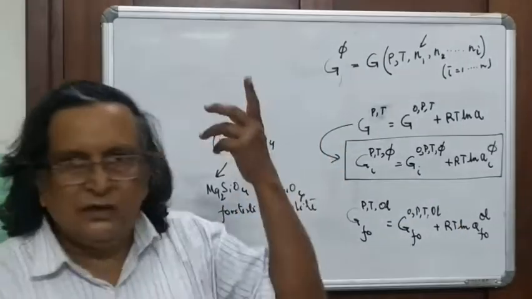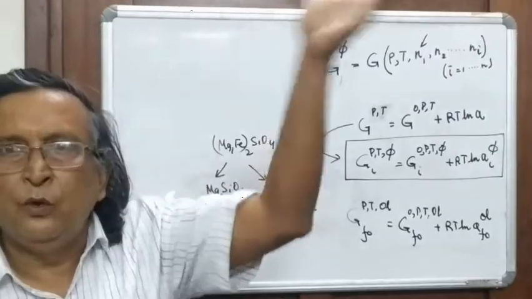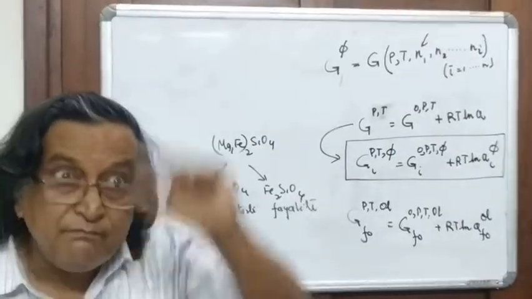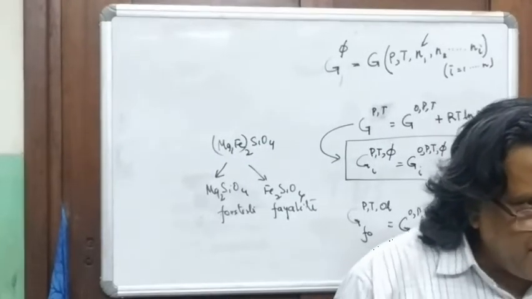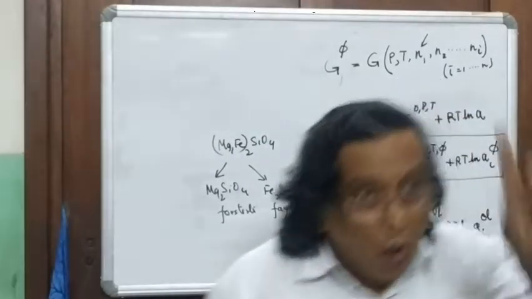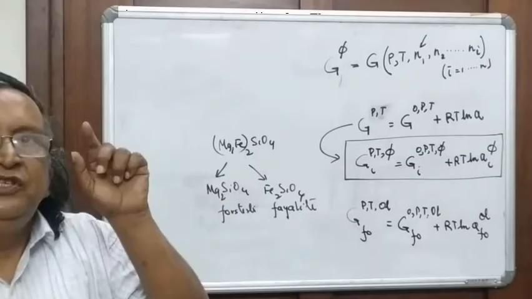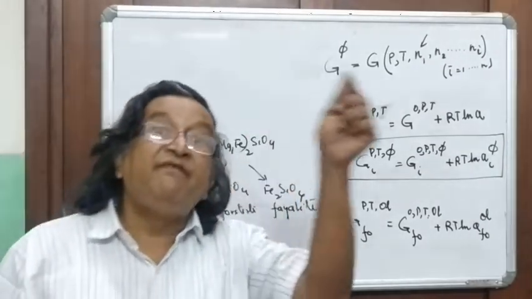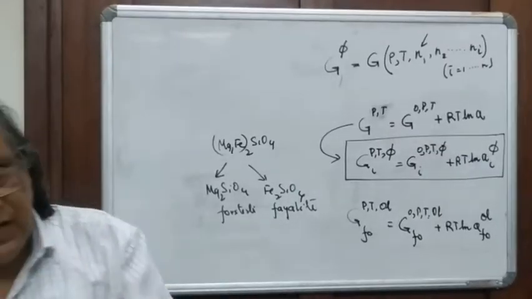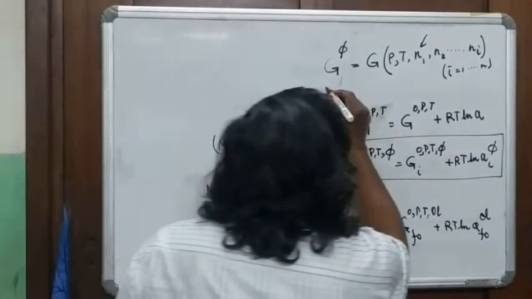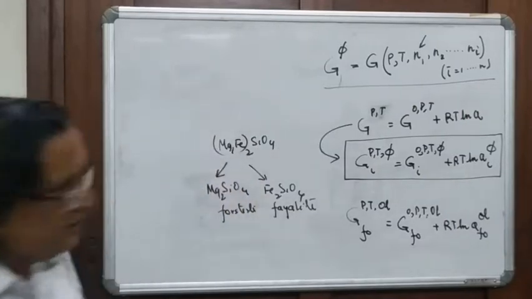G of what? G of my head? No. G of a phase component in a phase. G, free energy of a phase component in a phase. Or you can write G, free energy of a phase. We will come to that later. Free energy of a phase. So now you see this equation.